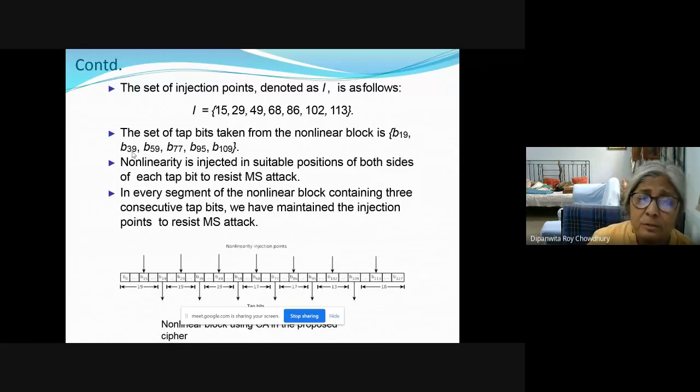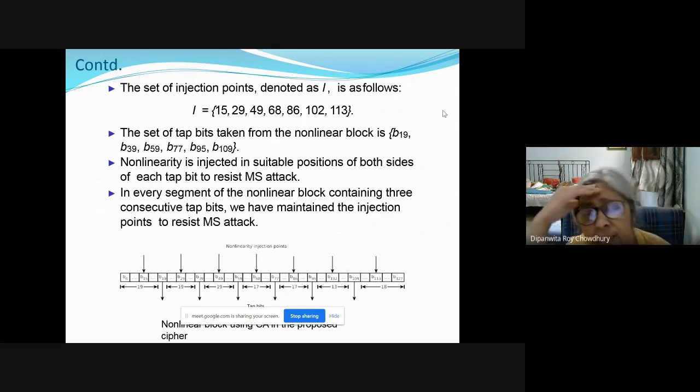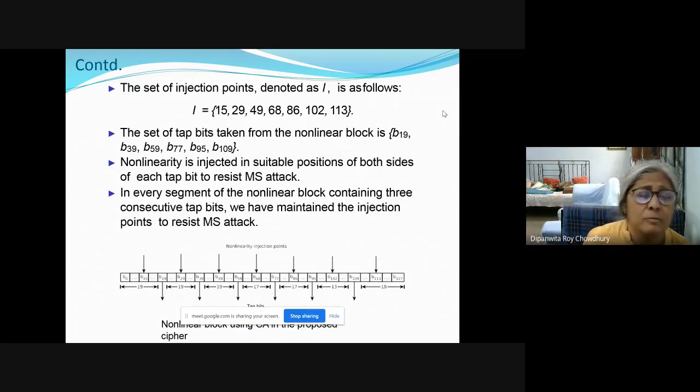So when you are tapping bit B19, that is nothing but a cell. When we are using the cellular automata, if I think that this is the 19th cell, then the rule of the 19th cell is very important. Similarly, the rule of the 39th cell, 59th cell, 77th cell, these you have to study. So this is what we are giving, but it has a lot of analysis you have to do before you select the tap bits.